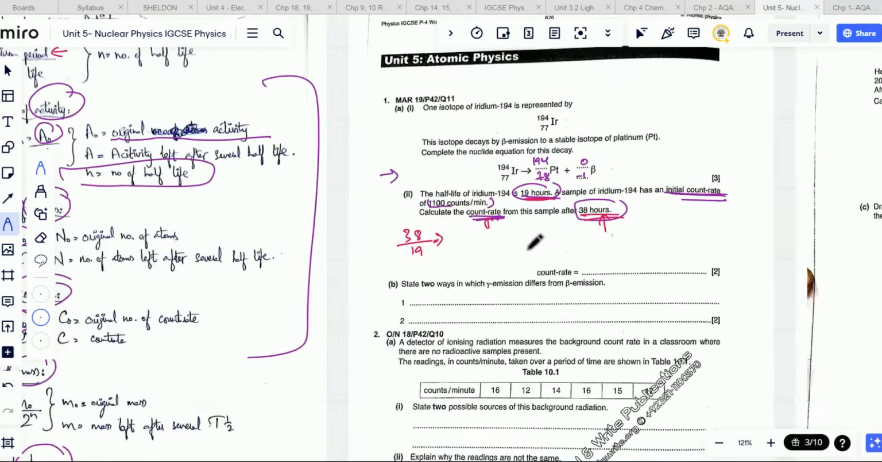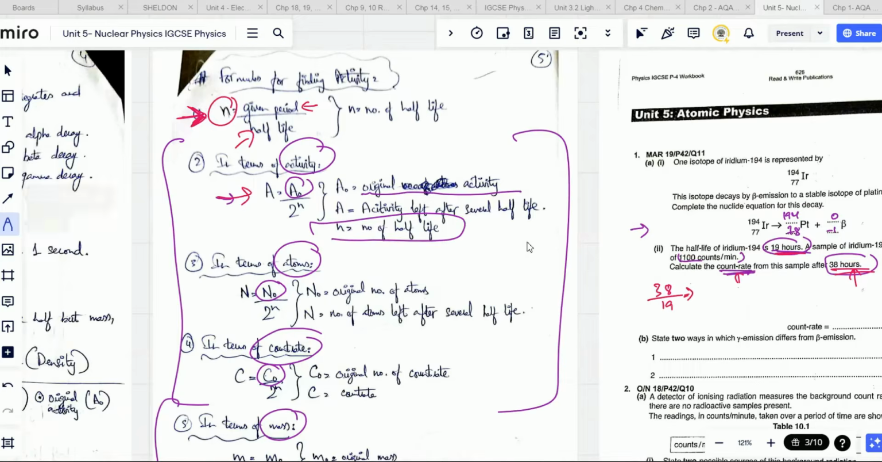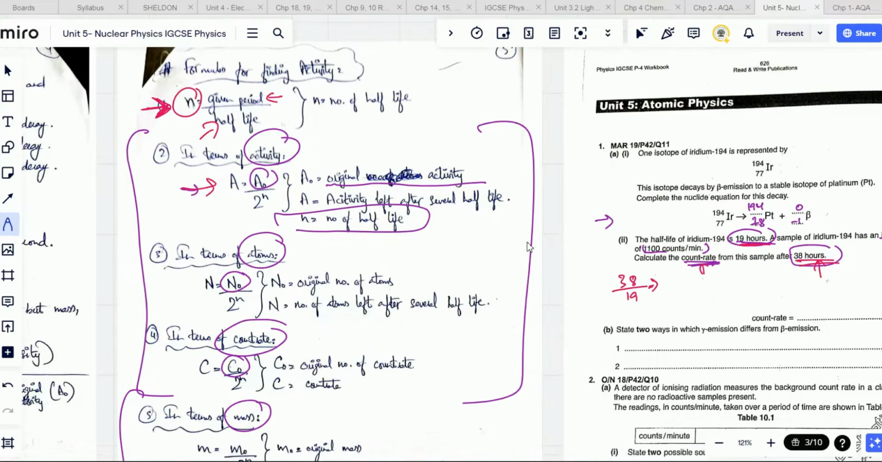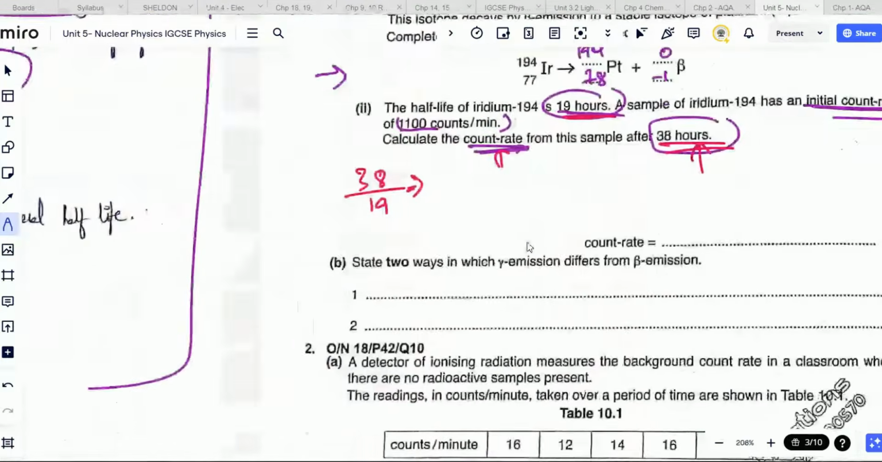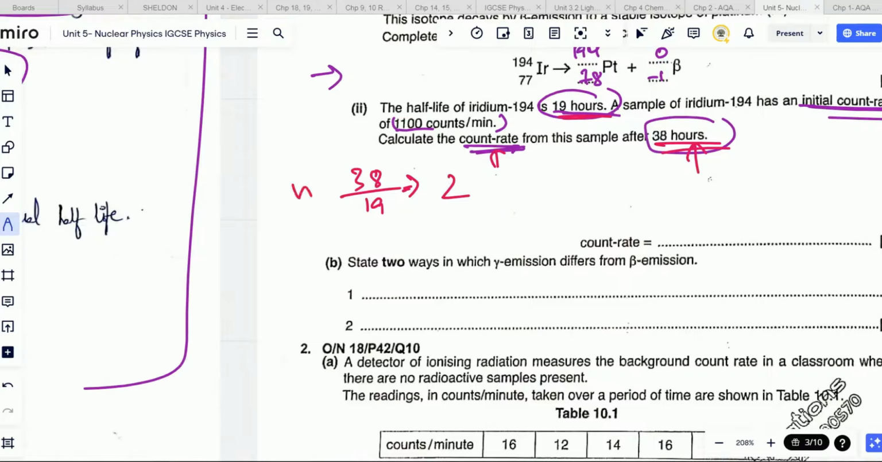You just need to memorize these two formulas for n, and then just use all of this. So we got the number of half-life. Our half-life is 2. This is the number of half-lives.